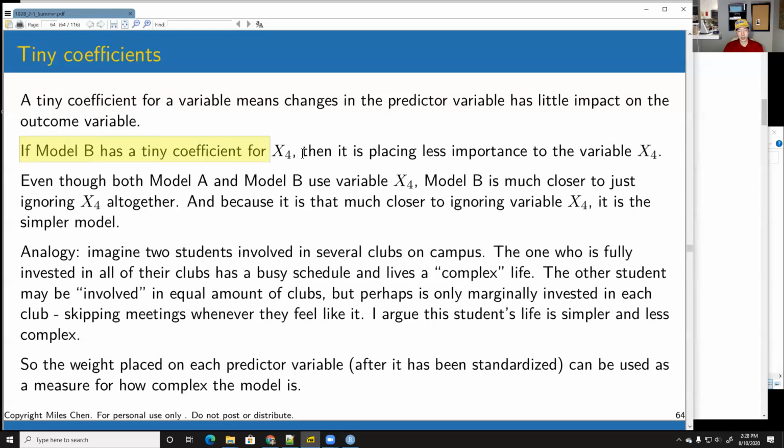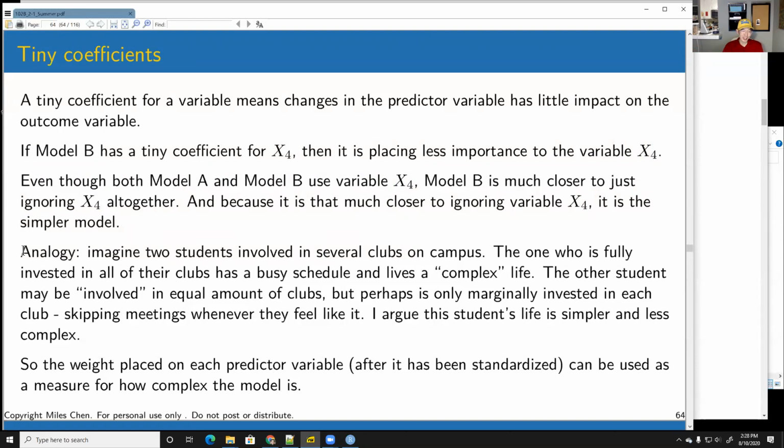So if model B has a tiny coefficient for x4, then it's putting less importance on that variable x4, basically, right? Even though model A and model B use the variable x4, model B is much closer to ignoring x4 altogether, right? So model B is almost ignoring x4, even though it's not. And because it's that much closer to ignoring x4, it's the simpler model, right?